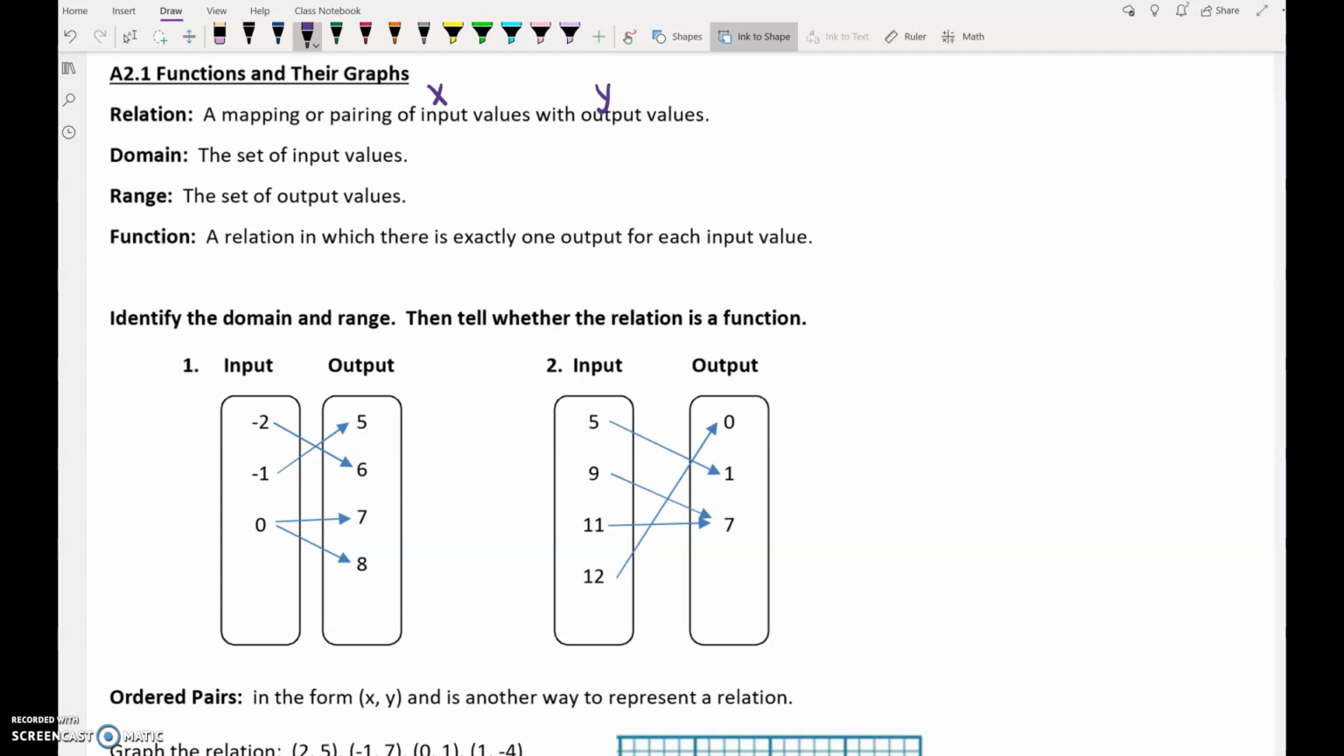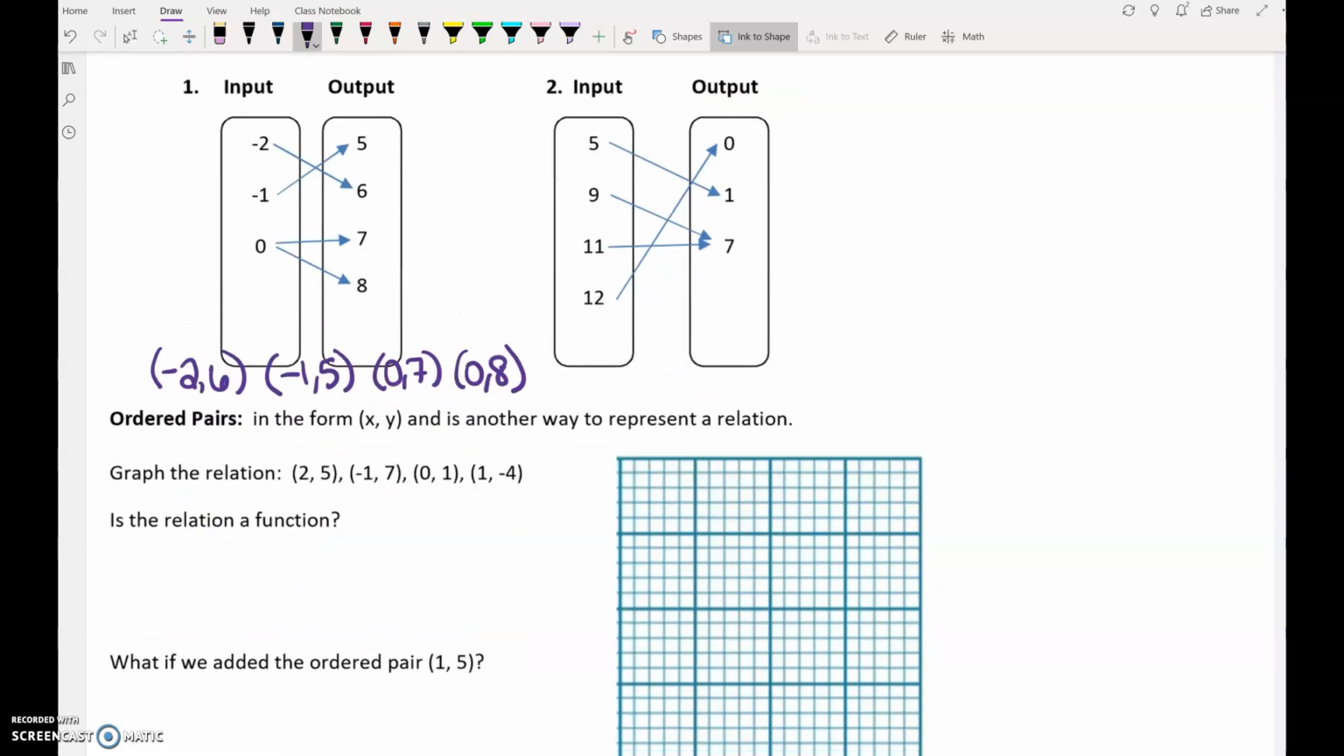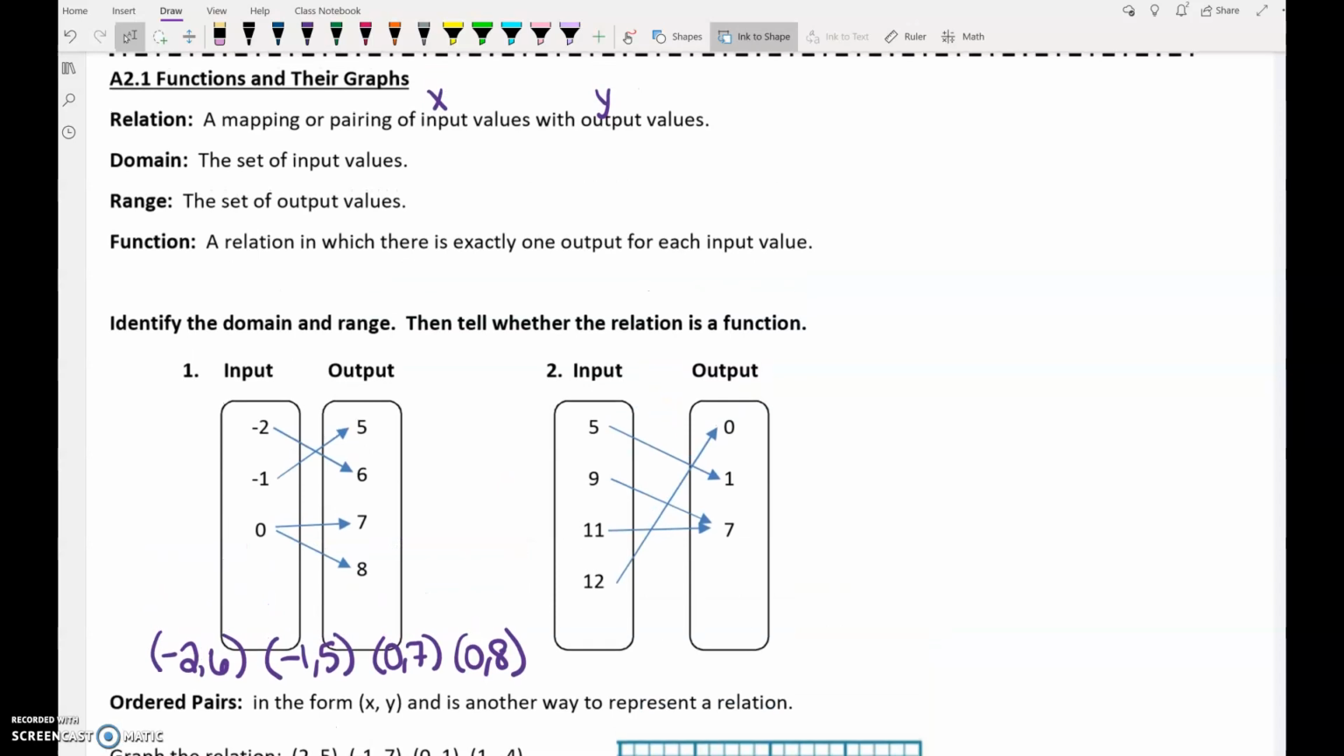So like in number 1, one of the points in here is -2, 6. Another ordered pair is -1, 5. We've also got 0, 7 and 0, 8. If I had just given you the list of 4 ordered pairs, that would also be a relation. A graph, like down here, if we plot the points on the graph, that is also considered to be a relation. Any pairing of x values and y values, inputs, outputs, is a relation.